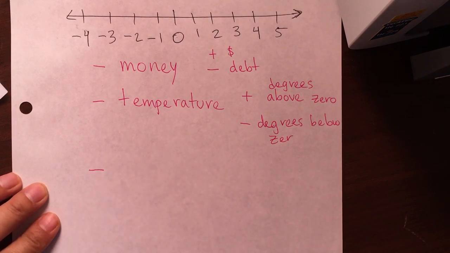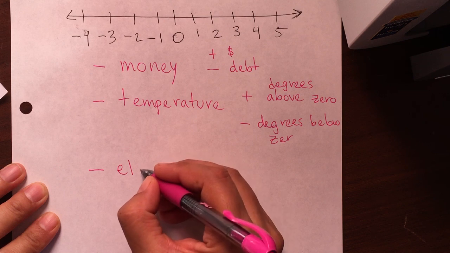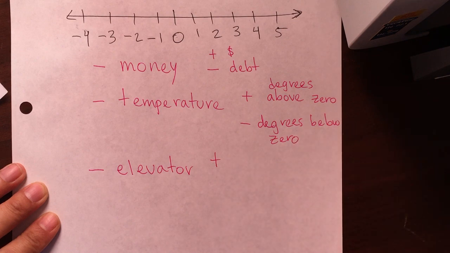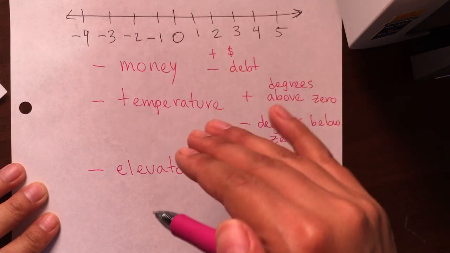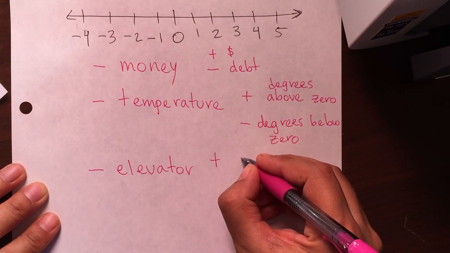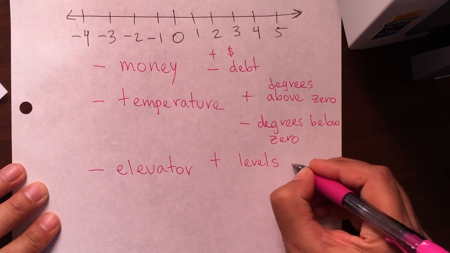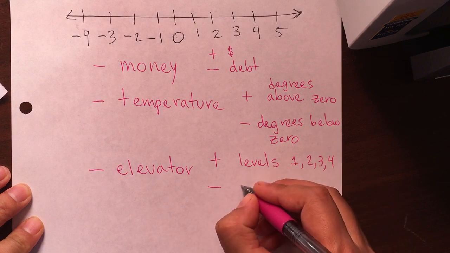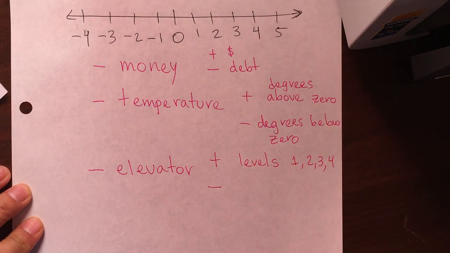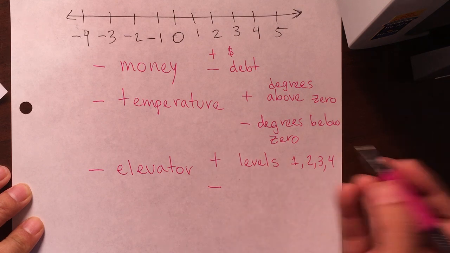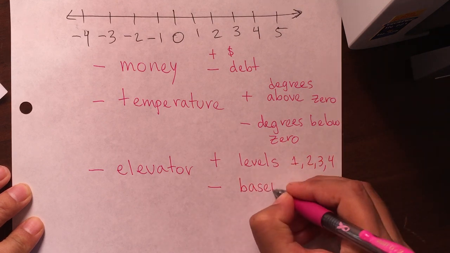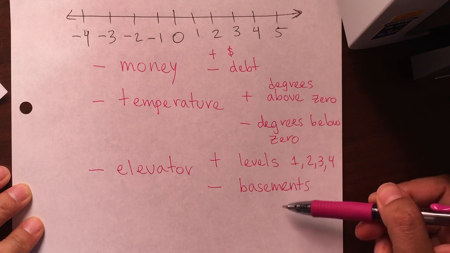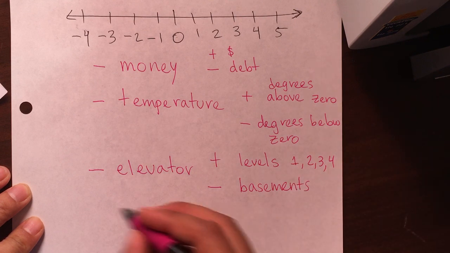Another example is in the elevator. If we have positive, it means the levels 1, 2, 3, 4, okay, and the negative refers to the basements. Sometimes there are up to two basements, or I don't know. So the basements, okay? Going up means positives. Going down also refers to using negatives for the elevator.